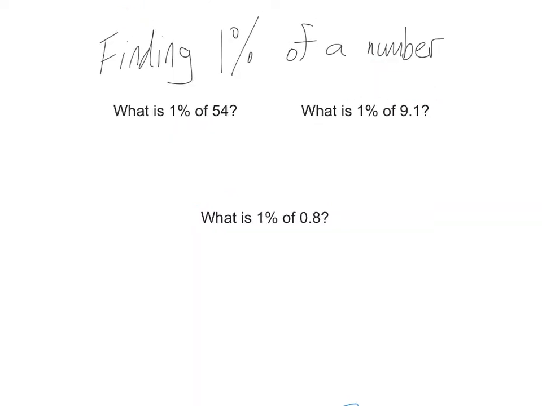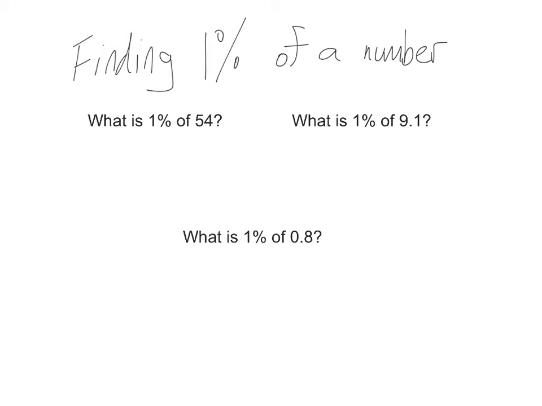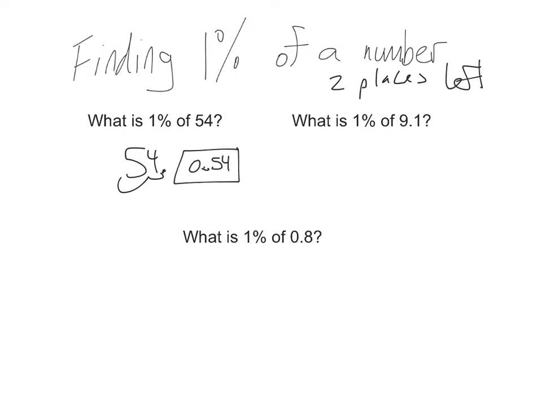All right, the next is finding 1% of a number. So really easy as well. It's very similar to finding 10%, except we move our decimal not one place to the left, but two. So what is 1% of 54? Well, where's the decimal in 54? Invisible, it's right there. And you move it 2. So 1% is 2 places to the left. So 1, 2. Our answer is 0.54.